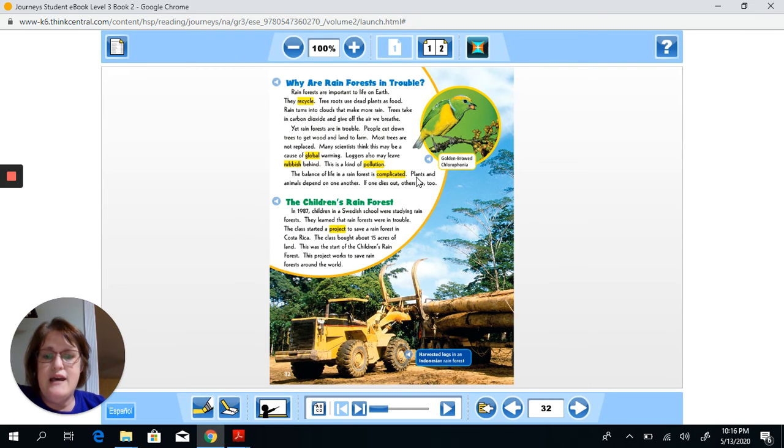So we know that after studying the food chain, after learning about producers and consumers, when you take out a producer or a consumer, then it affects the other parts of the food chain.